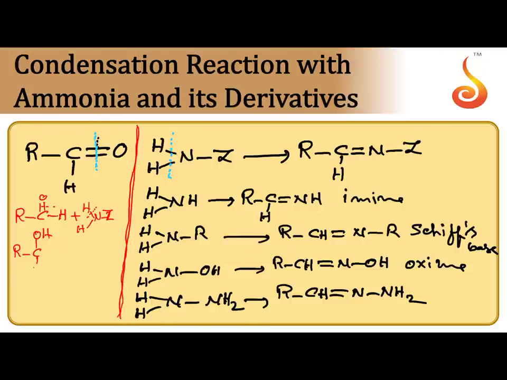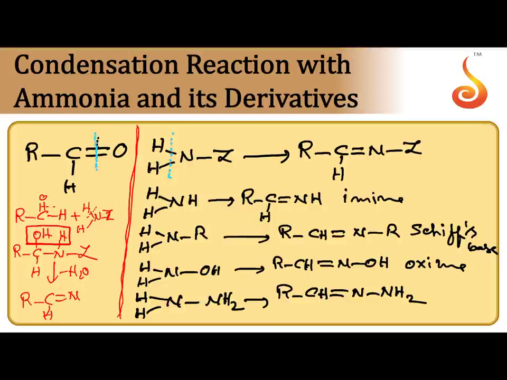RCOH, H here, NHZ. I hope you are able to understand. This is the addition product. After the formation of the addition product, elimination takes place. OH from carbon, H from nitrogen, H2O: addition, then elimination takes place.